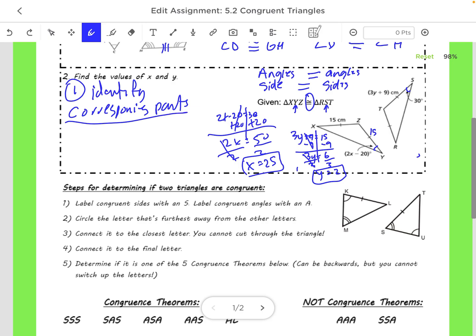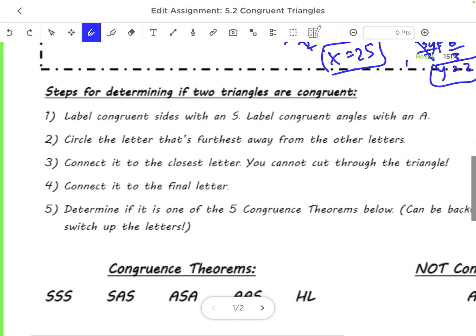Right, so we identify those corresponding parts of the congruent triangles. Okay, so that's what we do first. All right, so now this was if we told you that these two are congruent. If we tell you they're congruent, then we can use these statements, right? But what if we want to know if they're congruent? Okay, so here are the steps to determining if two triangles are congruent.